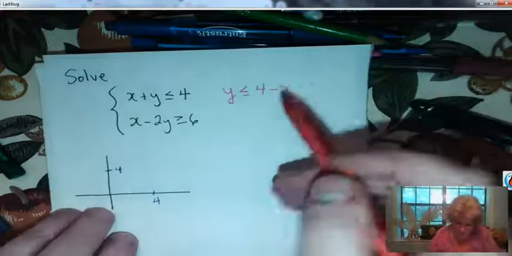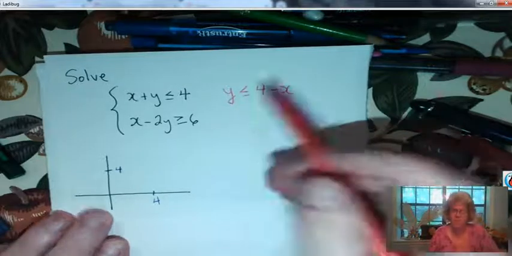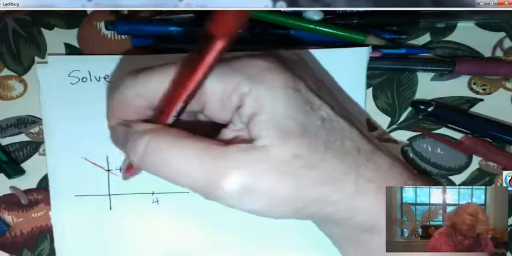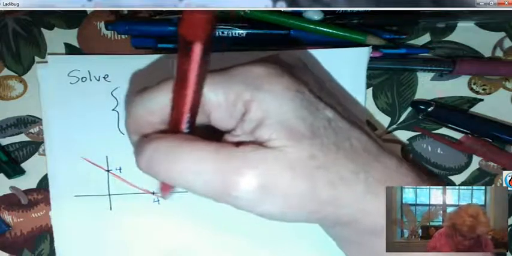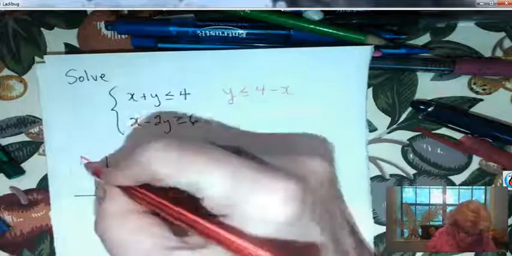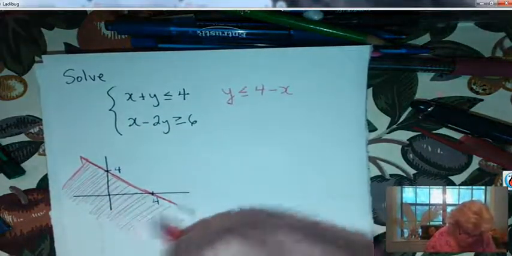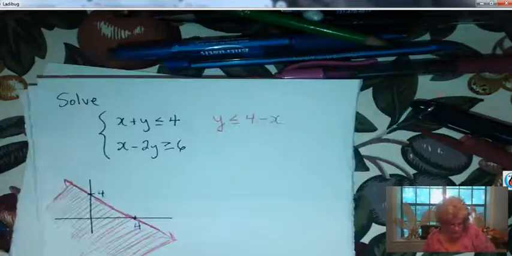Okay, so I want the line and the region below. So I am going to draw the line here in red, and it's solid, and I want the region below. Okay. The next one I'm going to do in green.